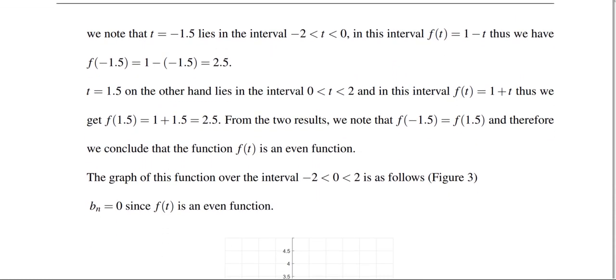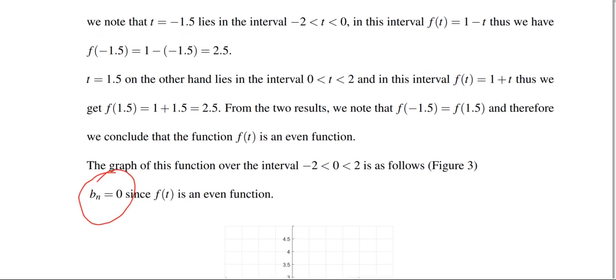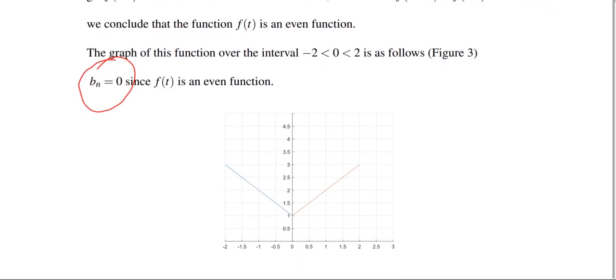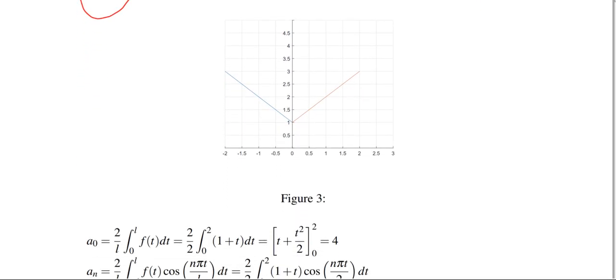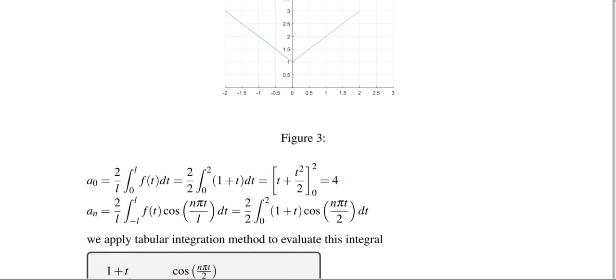Knowing that the function is even will imply that the value of Bn is 0. So we need to find only An. We only need to find An and A0.